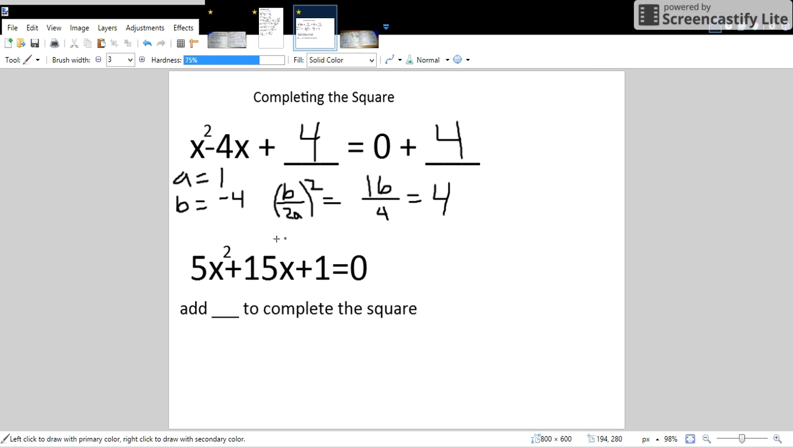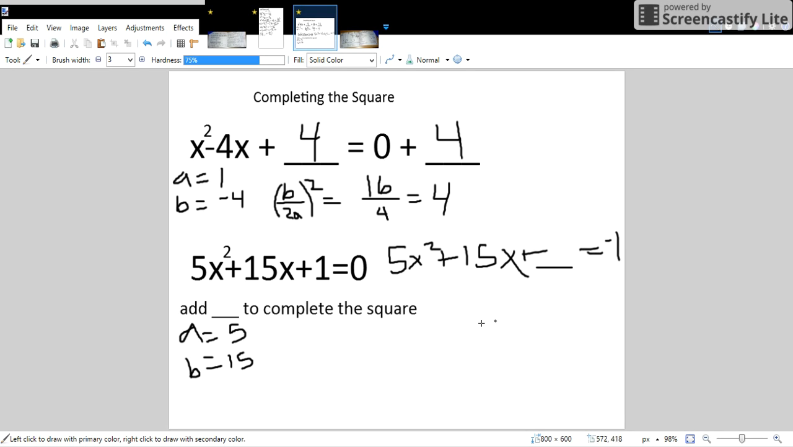Okay, pause the video, see if you could do this one on your own. Remember to put c on the other side. Okay, so let's say that a equals 5 and b equals 15. Again, our c is 1. So we'll move c to the other side so that we have 5x squared plus 15x plus something is going to equal negative 1 plus something.